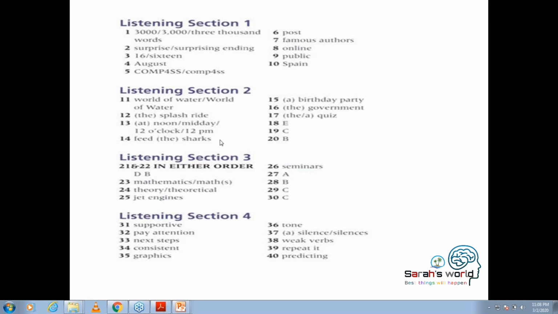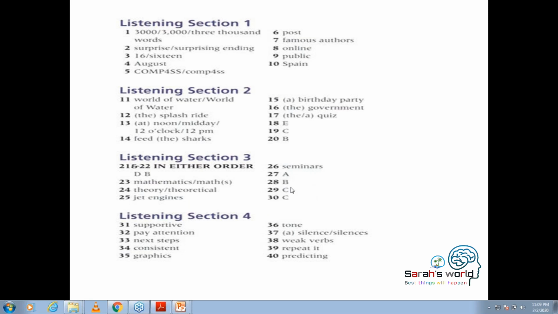13th one is Noonday Midday. 14th one is Feed the Sharks. 15th one is Birthday Party. 16th one is government. 17th one is a quiz. 18th one is E. 19th C. 20 B. 21 and 22 is DB. 23 is mathematics or maths. 24 is theory or theoretical. 25 is jet engines. 26 is seminars.